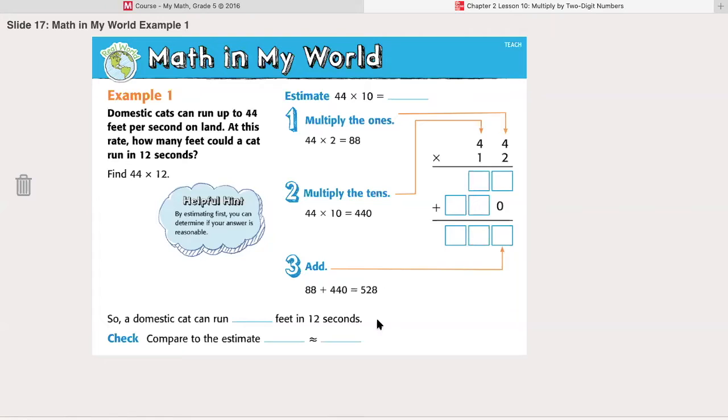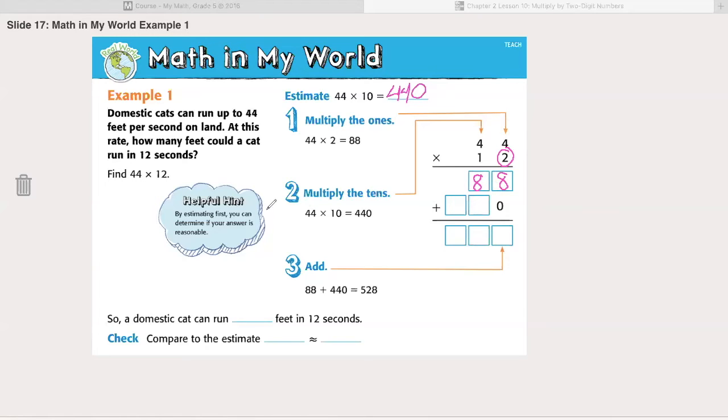So first, let's estimate. 44 times 10. Well, 44 times 1 is 44, and then I have 1 zero between the two numbers. So 440 is an approximate answer. It's an estimate. Step 1, multiply the ones. 44 times 12. If we're going to deal with the ones first, it would be 44 times 2. 2 times 4 is 8.